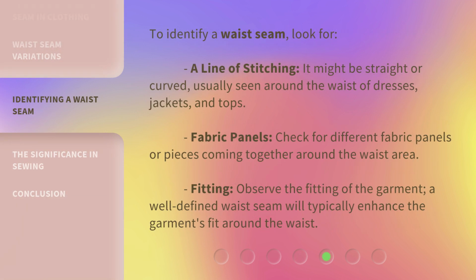To identify a waist seam, look for a line of stitching. It might be straight or curved, usually seen around the waist of dresses, jackets, and tops. Fabric panels. Check for different fabric panels or pieces coming together around the waist area. Fitting. Observe the fitting of the garment. A well-defined waist seam will typically enhance the garment's fit around the waist.